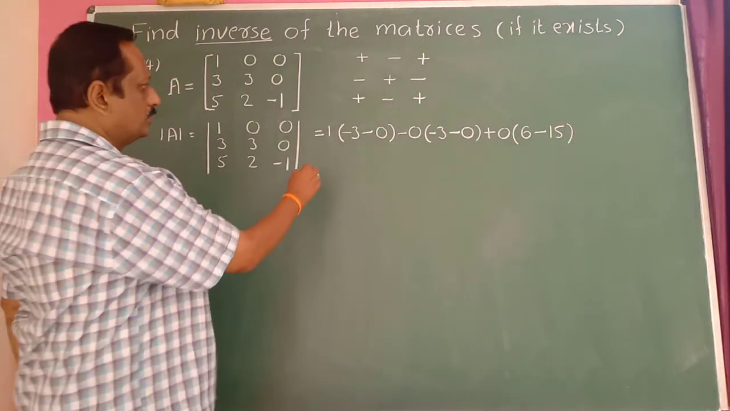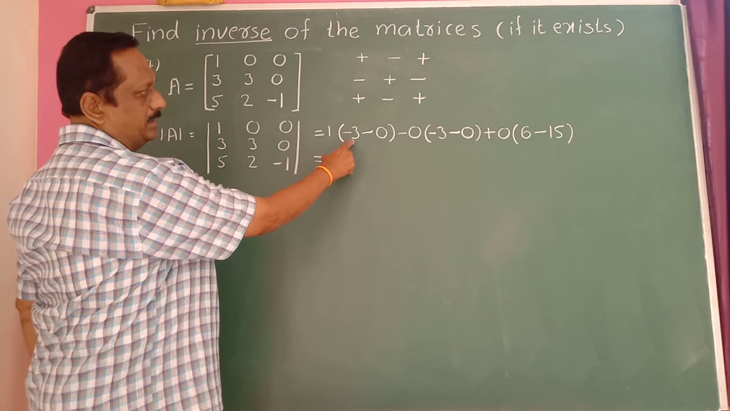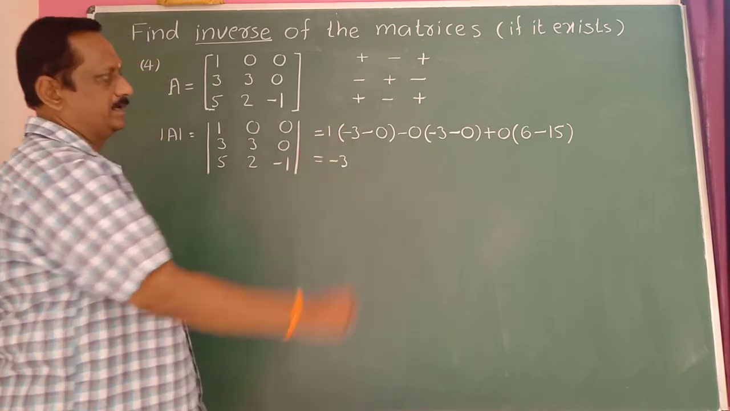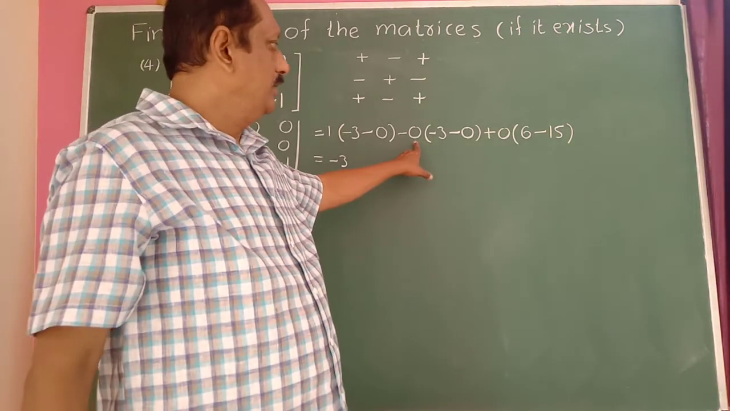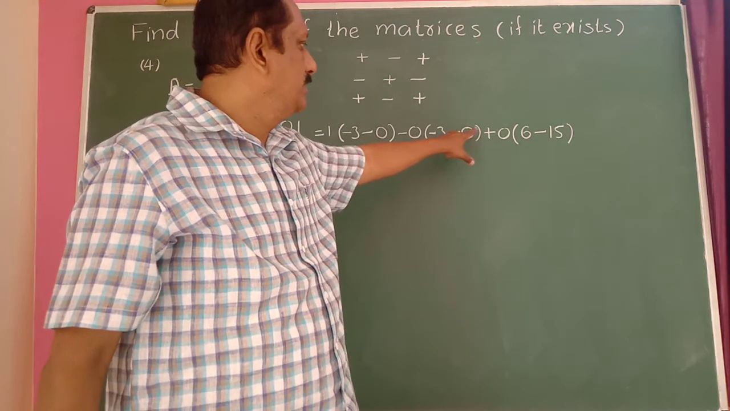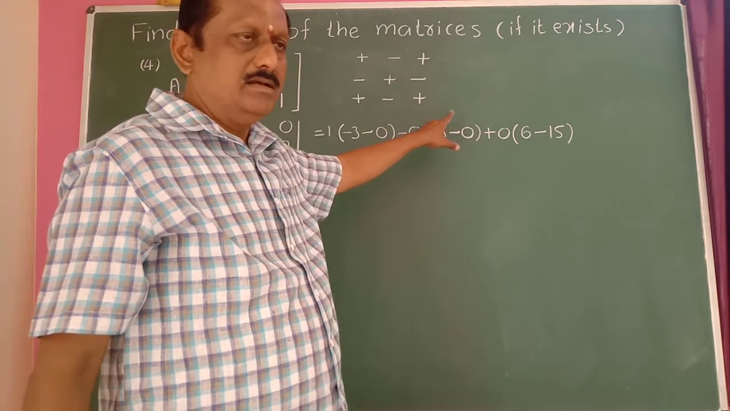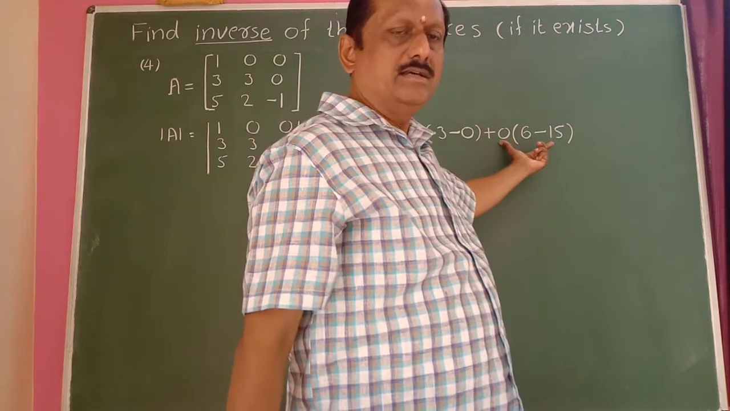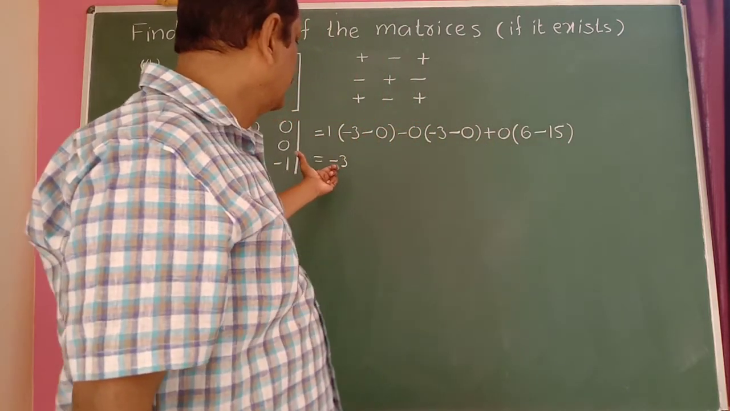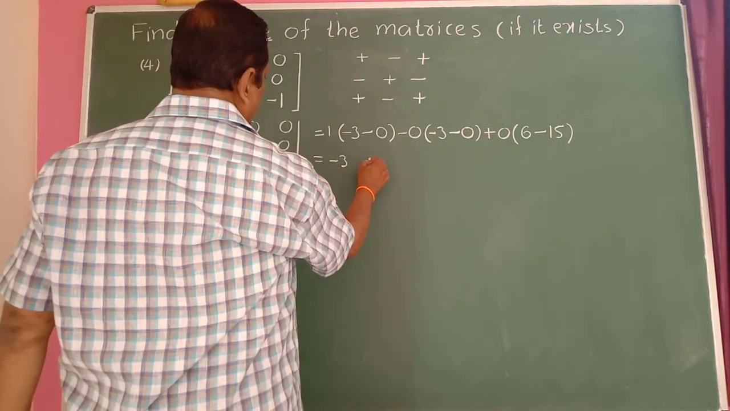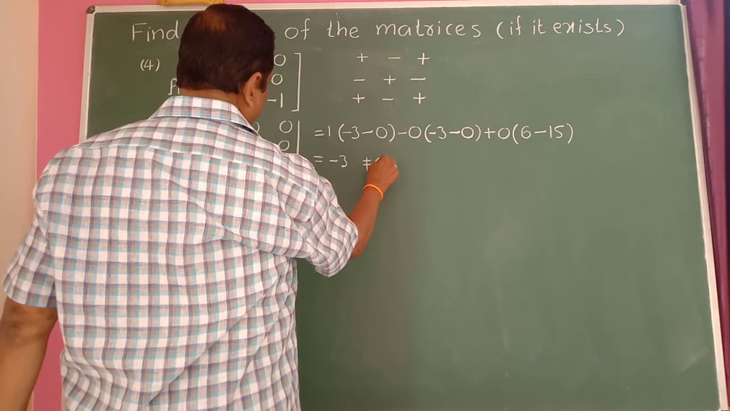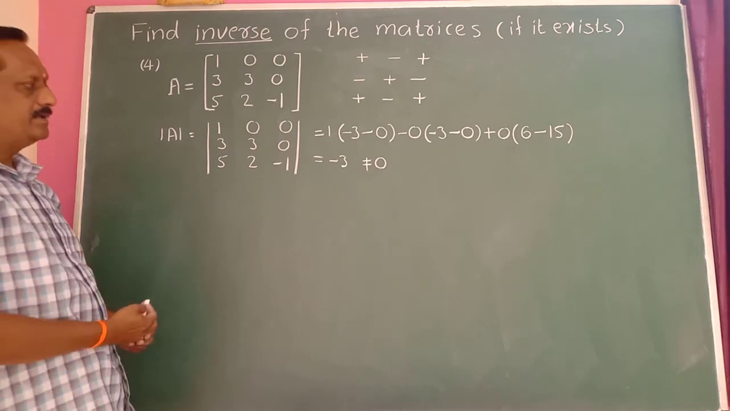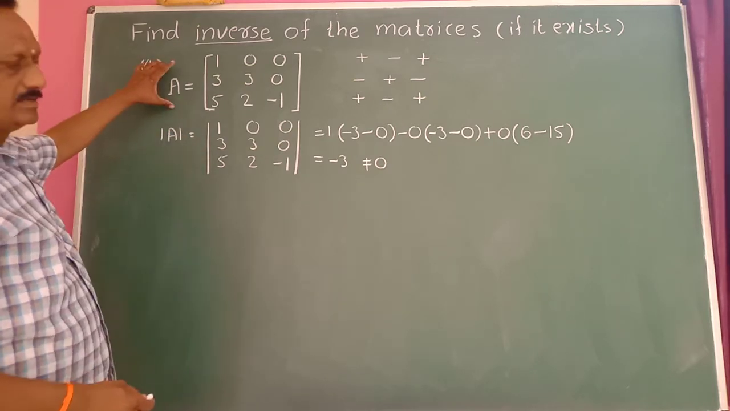Therefore, this is equal to minus 3 minus 0, which is minus 3. Minus 3 into 1 becomes minus 3. And 0 into any term is 0, which means this complete term becomes 0. So similarly 0 into this is 0 here. So this term is 0, this term is 0, remaining only minus 3 here. So hence this is not equal to 0. If it is not equal to 0, then obviously it is a non-singular matrix. If it is non-singular, then it has an inverse.